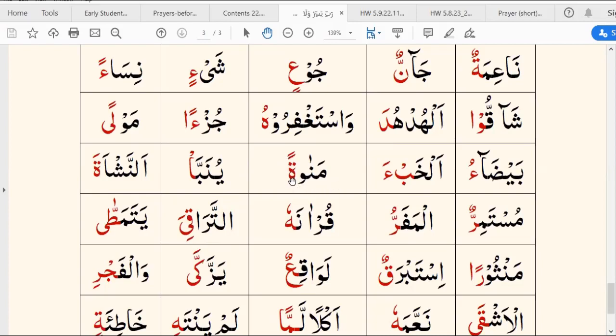What's this letter here? 1 minute. Okay. So those who are listening at home, this letter is a ta marbuta with a fathatain on it. It will be pronounced tan. And together it's recited as manatan. But in waqf, that's right, manatan.